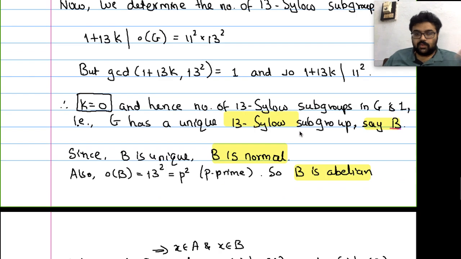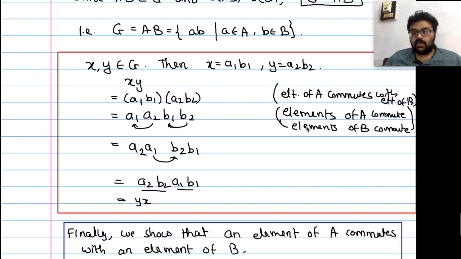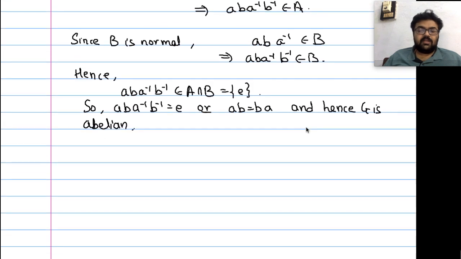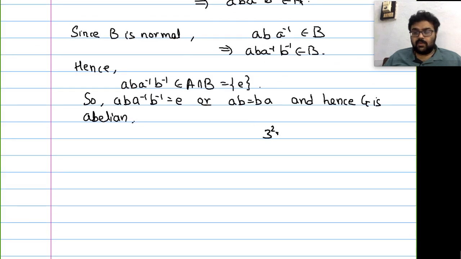So this proof cannot be generalized for all p square, q square. For example, I don't remember, but maybe 3 square, 5 square, try this. It's not going to happen. A group of order 225, which is 15 square, 3 square, 5 square, that will not happen.